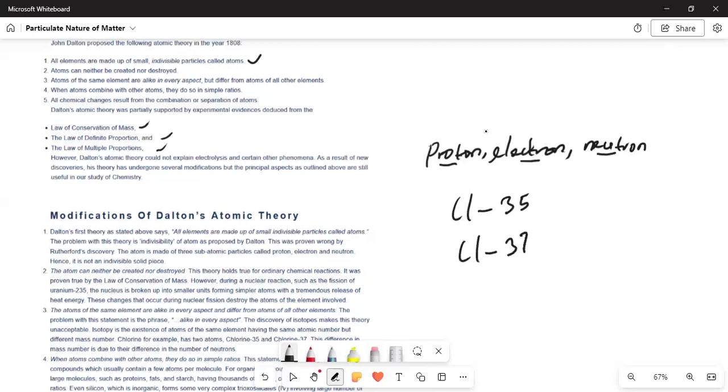Now, 35 and 37 represent their mass numbers. So if there is an atom of chlorine that has a mass of 35, and another atom of chlorine has a mass of 37, then we cannot say that all atoms of chlorine are alike in every aspect. That renders the theory invalid, because these two atoms are not alike in every aspect. Their masses differ, and this difference is because the number of neutrons here is less than the number of neutrons here. This phenomenon is known as isotopy. Isotopy is the existence of atoms of the same element having the same atomic number but different mass number.